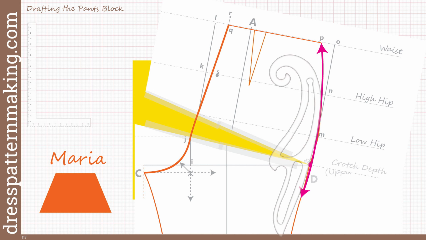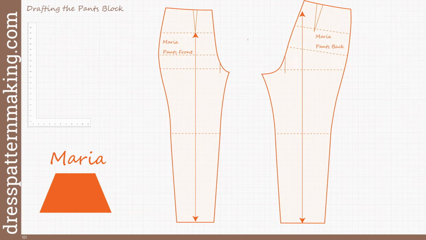And I have to put in my dart, which isn't in the middle like the standard directions say. Mine is actually a bit longer also than the standard directions given the shape of my body. Dart placement is a personal thing depending on your body and your preference. I will also have to smooth out the side seam. So here's my pants front and pants back once I've finished.